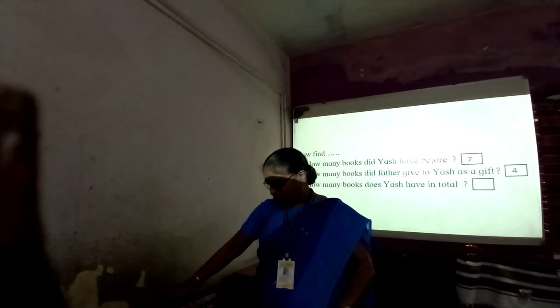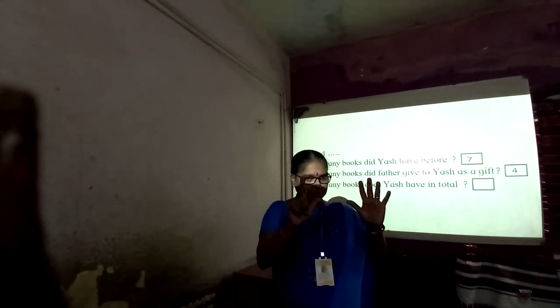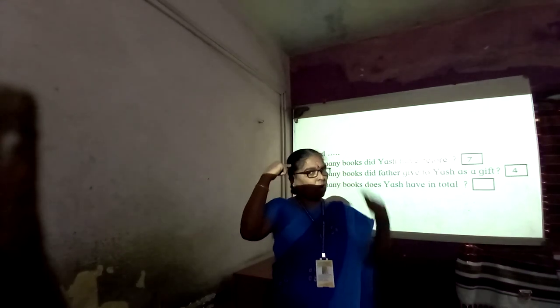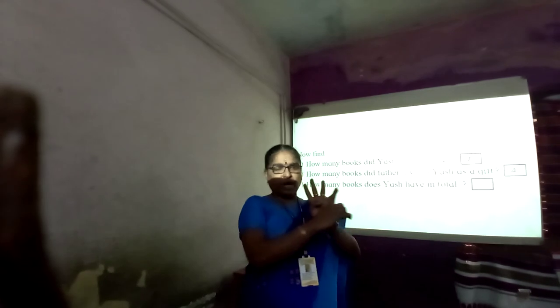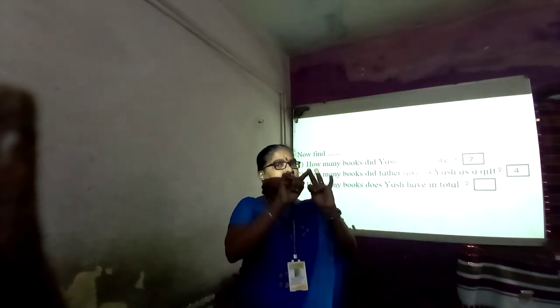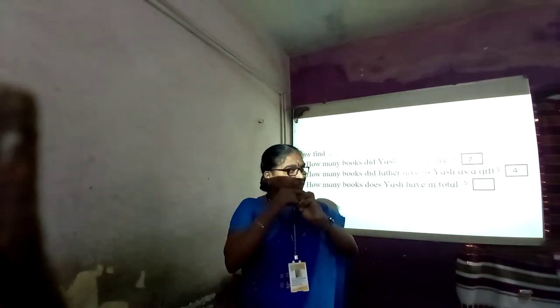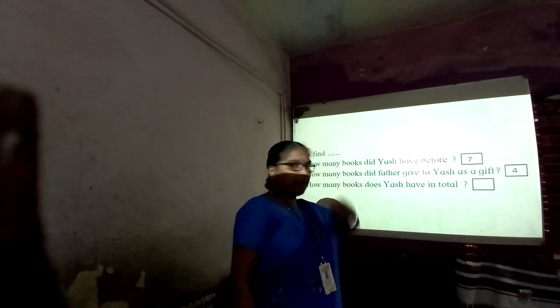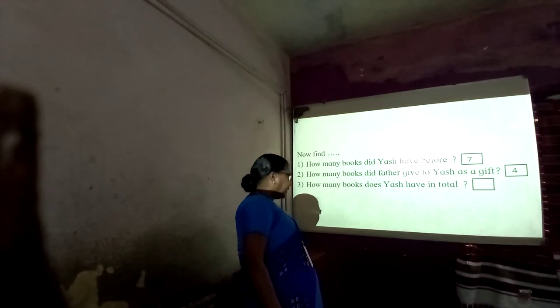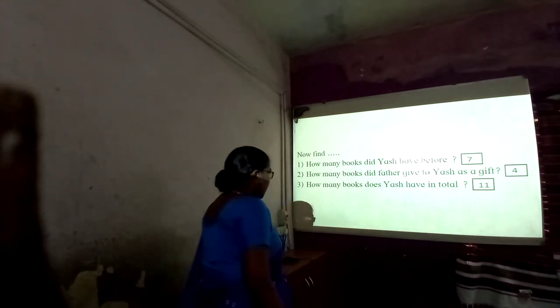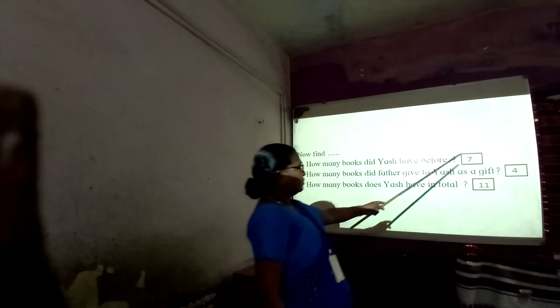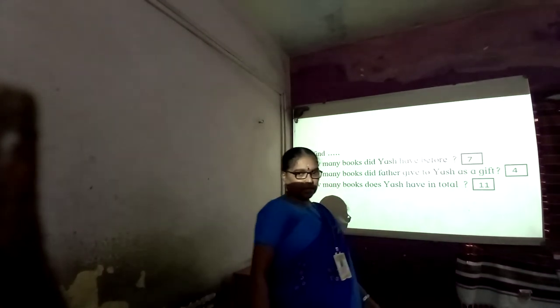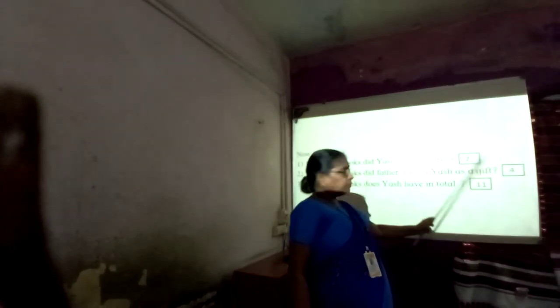So, children, what you are going to do is take 7 fingers, that you keep in your mind. How many have you kept in your mind? 7. Now, take 4 fingers. After 7, 8, 9, 10, 11. Yes. Total, how many books are there? How many books does Yash have in total? Yes. Yash is having 11. First, Yash was having 7. Father gave 4 as a gift to him. So, 7 plus 4, 11.